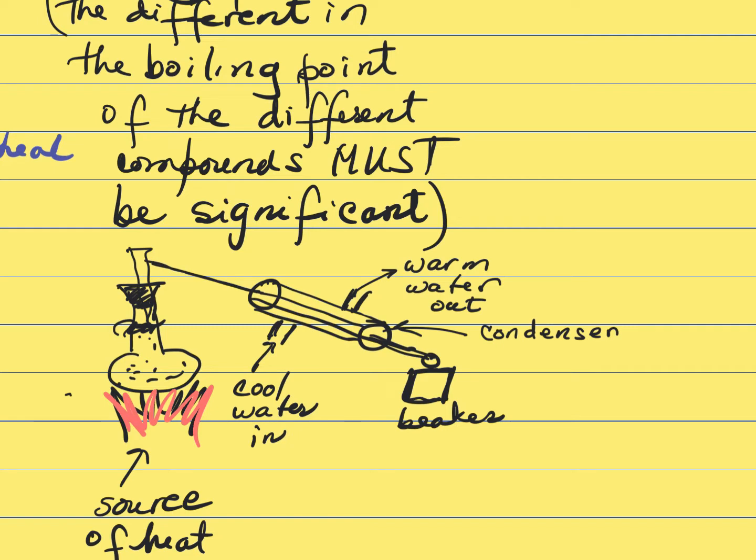Let's say that you want to separate alcohol from water. The alcohol is going to evaporate faster. Once the vapor goes through the condenser, cold water is going to be absorbing the heat, condensing the alcohol, which is going to be recovered in the beaker.